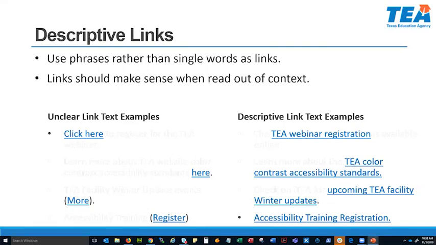The other way, when you're using a descriptive link, "TEA webinar registration," that tells you what it is and where it's going. "TEA color contrast standards" tells you what the link is for. So that's a phrase and it's really descriptive. Sometimes you might have to reword your sentence so it makes sense when you're inserting links, making them a phrase rather than a single word.